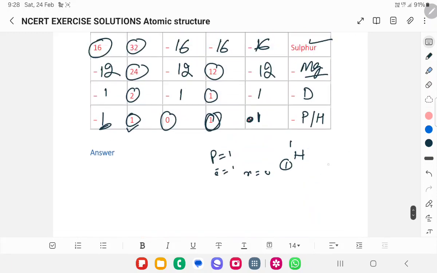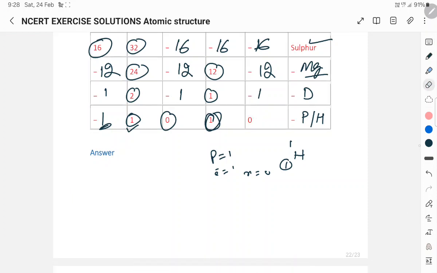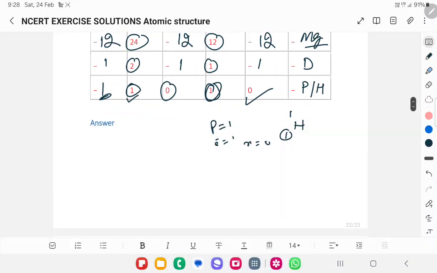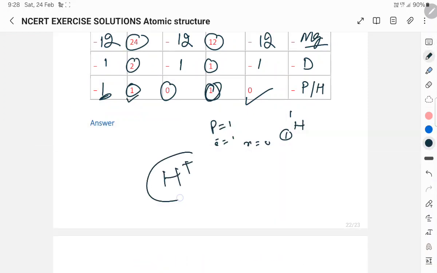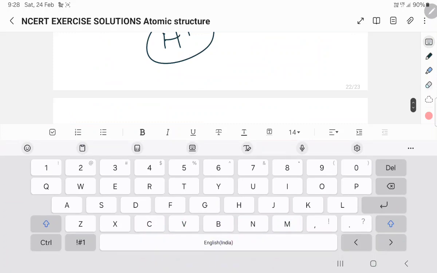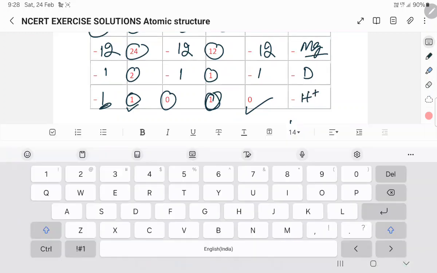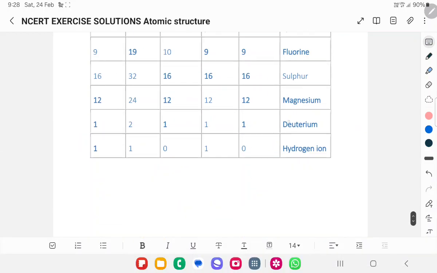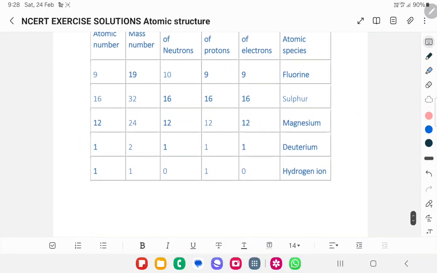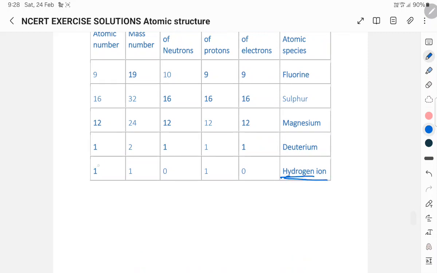But it has said that there is electron 0. Then when will be the electron 0? If we talk about H plus ion, right? If we talk about H plus ion, so we have to take here H plus, not hydrogen. So we will take here H plus. It has no electron, it has electron 0. Rest information is correct, right? So this is hydrogen ion with atomic number 1, mass number 1, neutron 0, proton 1, electron 0, right?